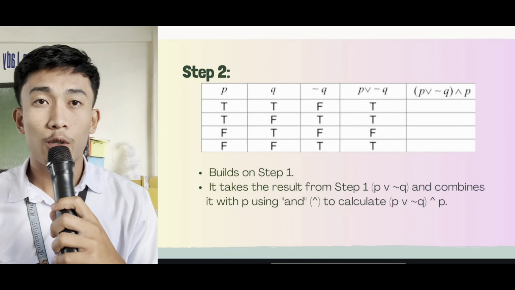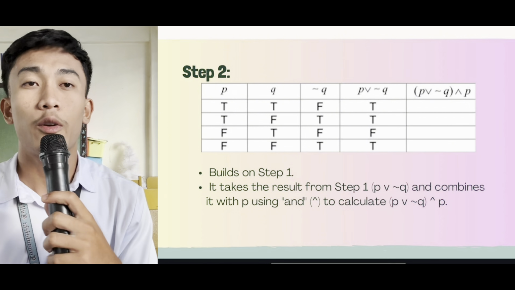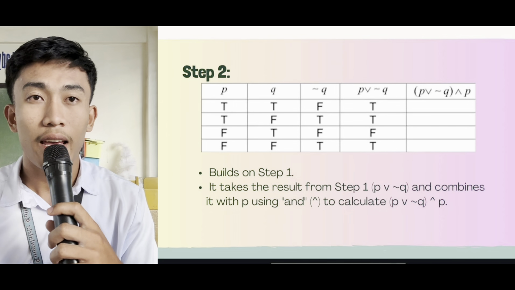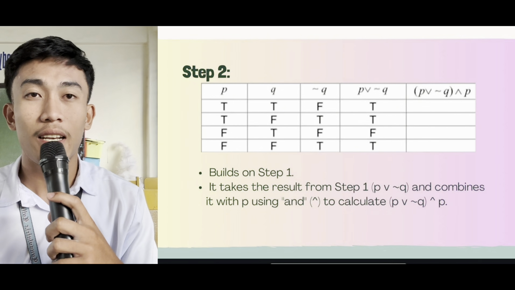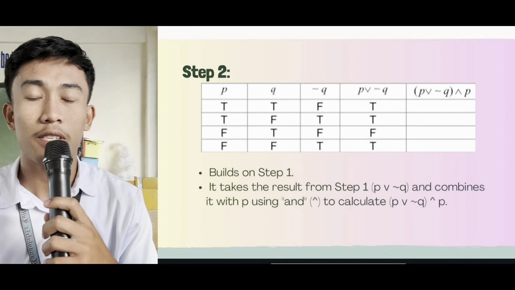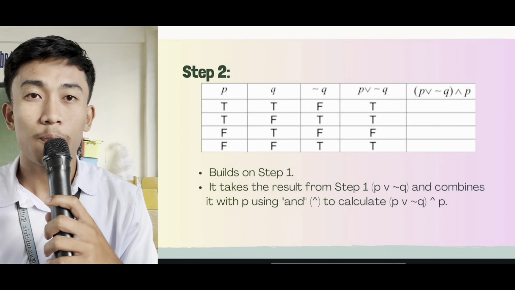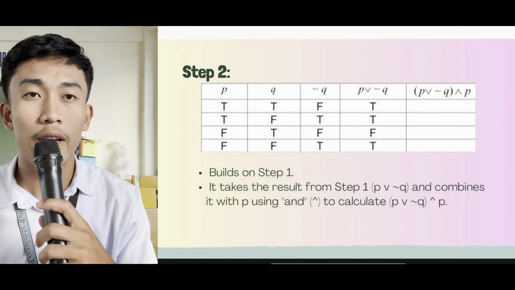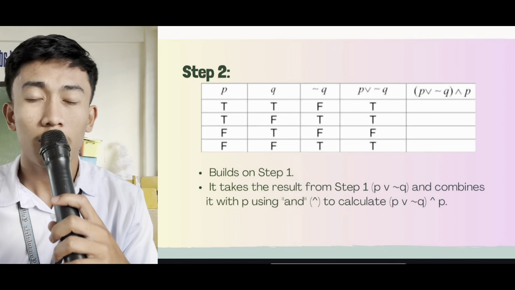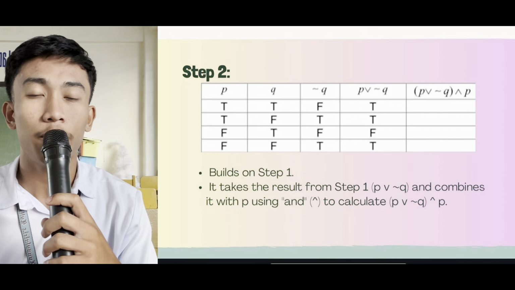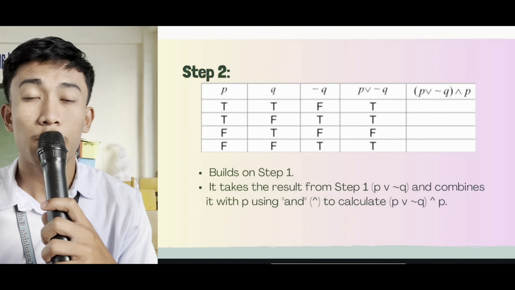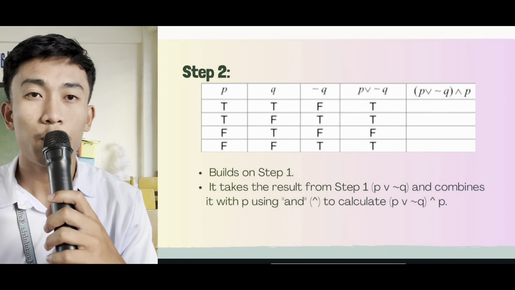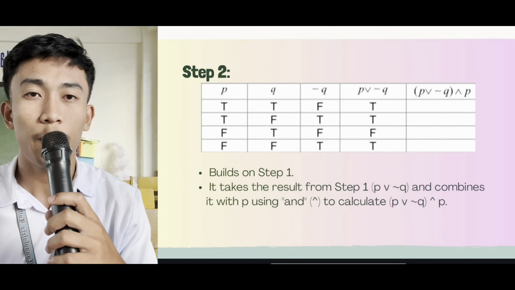Step 2 explanation. In this step, we're combining two logical expressions using an operator. Specifically, we're taking the result from step one, which is P or not Q, and combining it with the value of P itself. The expression becomes (P or not Q) and P, which means P or not Q, and P.